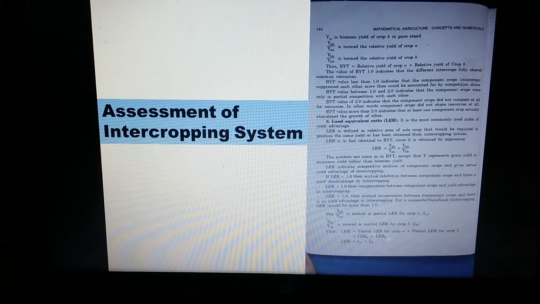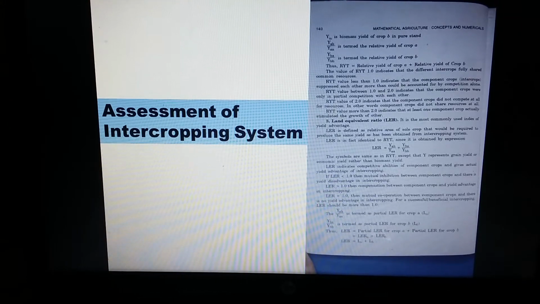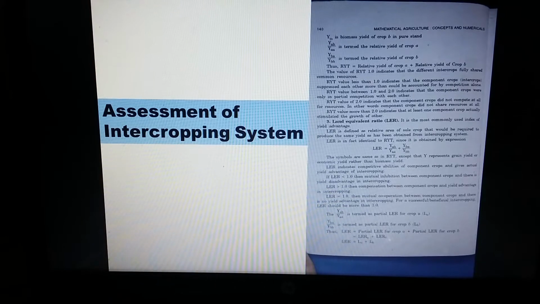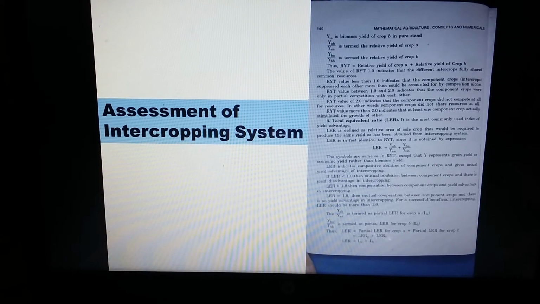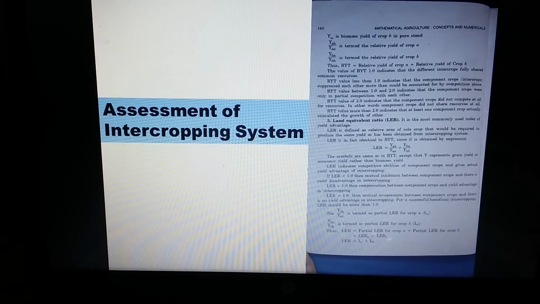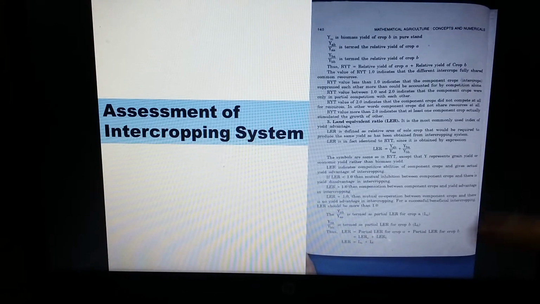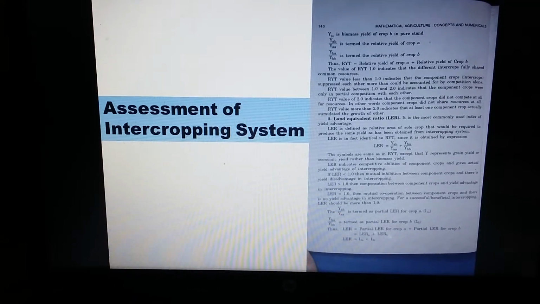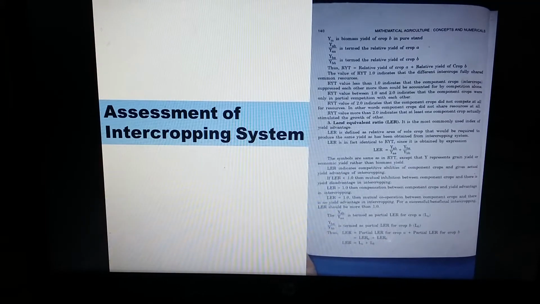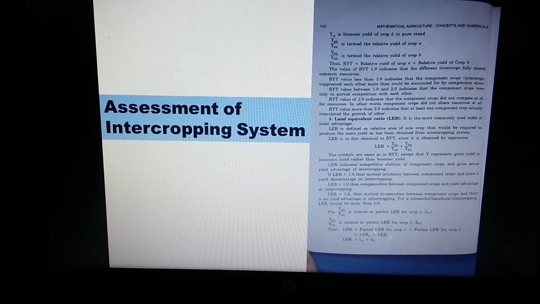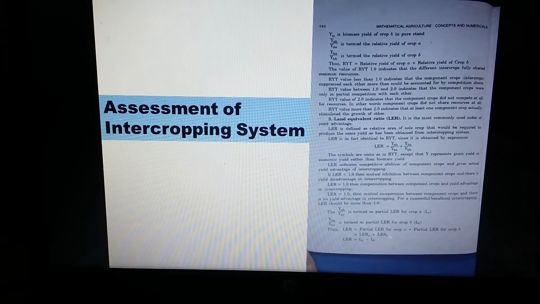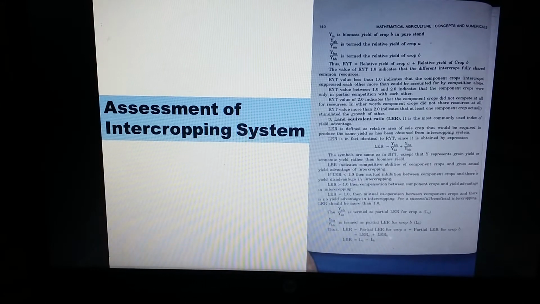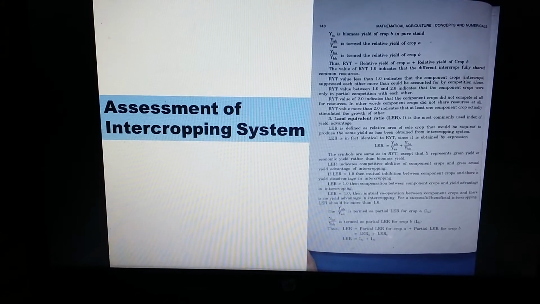So the land equivalent ratio formula will be YAB divided by YAA plus YBA divided by YBB. The formula looks like the relative yield total, but there is a basic difference. What is the difference? In relative yield total, Y denotes the biomass yield of crop A or crop B. But in the case of land equivalent ratio, Y denotes the grain yield or economic yield of crop A or crop B. So this is the basic difference.